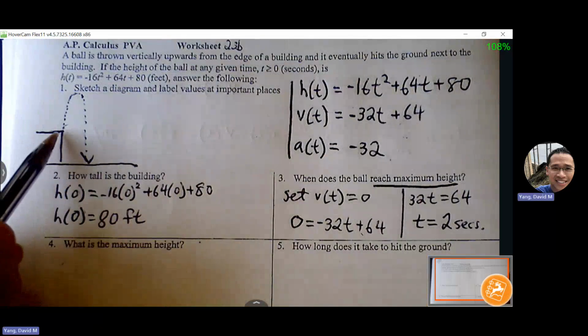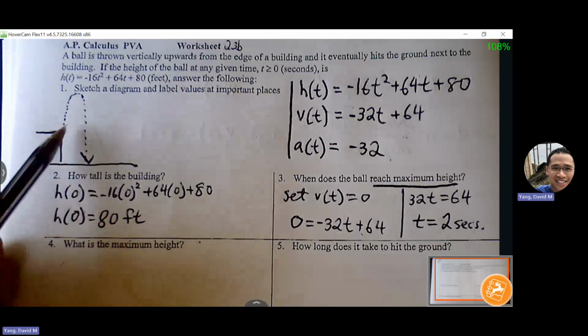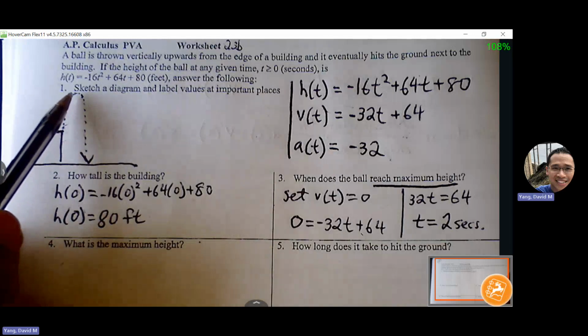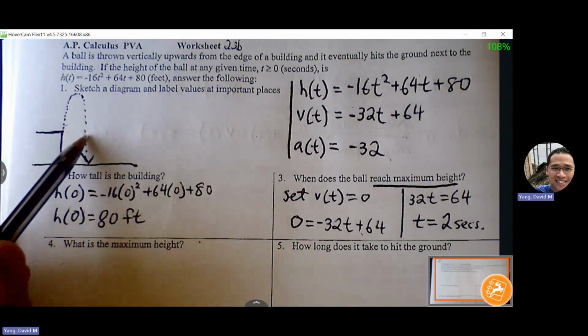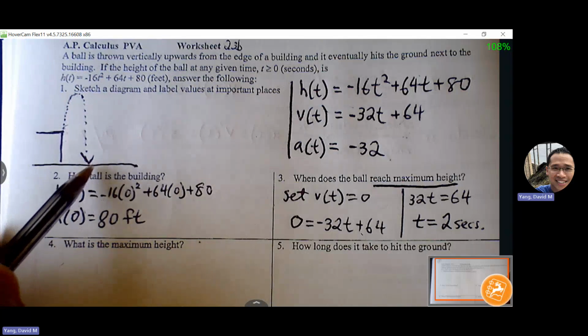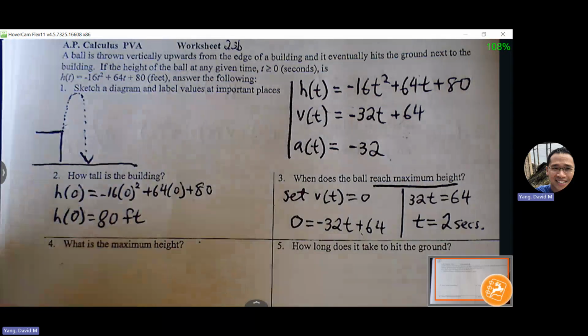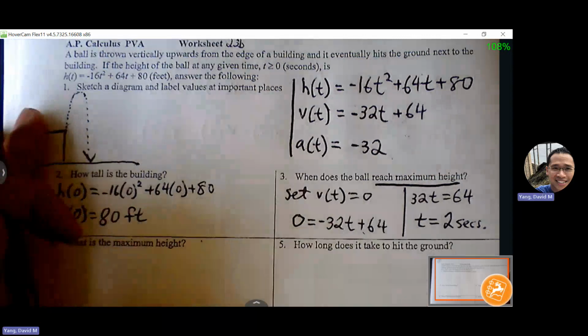So let's think about this here. At 0 seconds, the ball is on top of the building. 2 seconds later, the ball is going to reach its maximum height. After that, the velocity is going to become negative because it's going down. And at a certain time, it's going to hit the ground. How many seconds later?